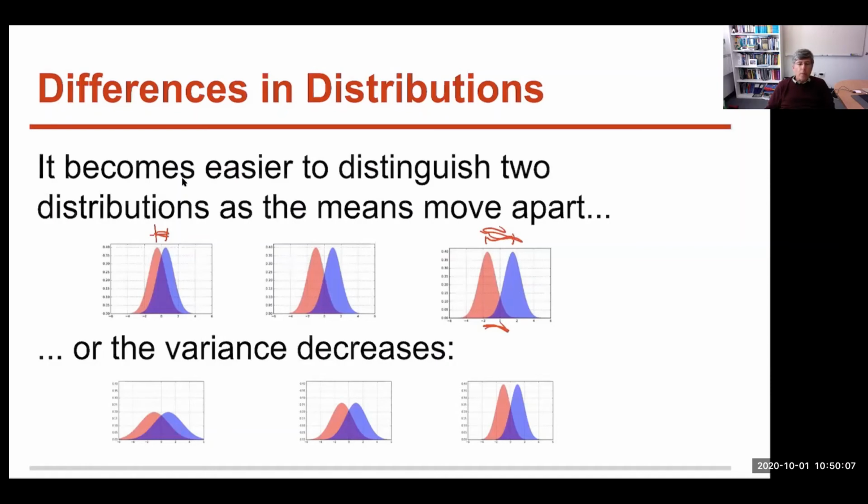It also becomes easier to tell whether two distributions are different depending upon what the variance is. If you have two distributions where the variance is extremely small, it's easier to tell those two populations apart. Let's say we wanted to tell whether or not 60-year-old people were older than 20-year-old people. How would we know? Suppose I plot the age.